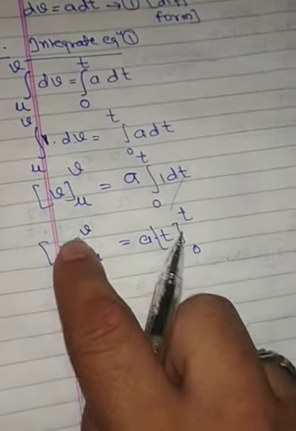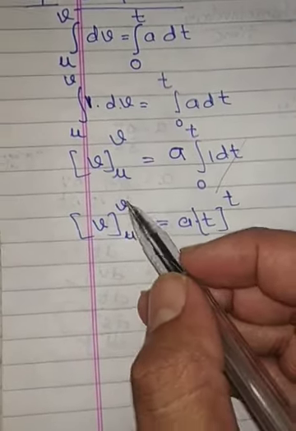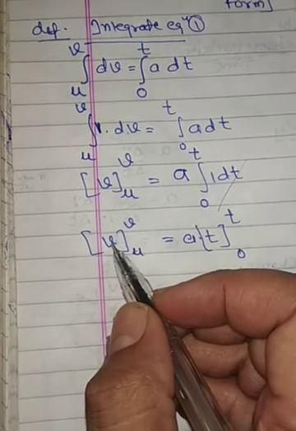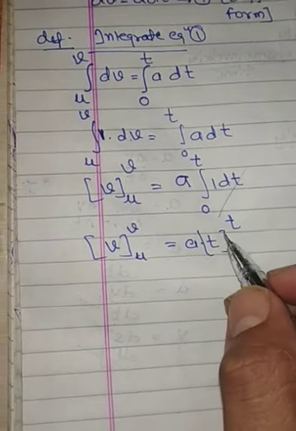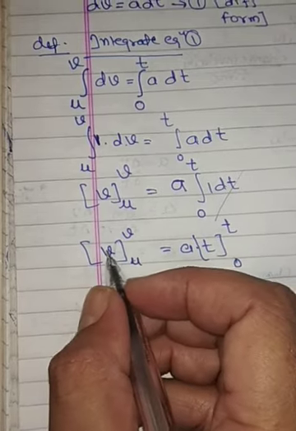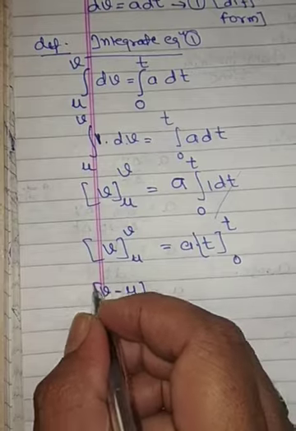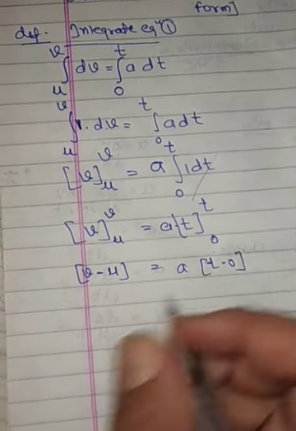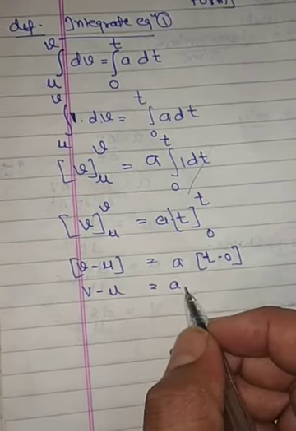Okay. Then I told you that we have two limits, an upper limit and a lower limit. We will put both limits into the given function, the velocity function, and the same thing we will apply to the time function: upper limit minus lower limit. You can replace this v by the upper limit v and this v by the lower limit u, so we will get v minus u. And on this side we will get a times t minus 0. So we can say v minus u is equal to a t.